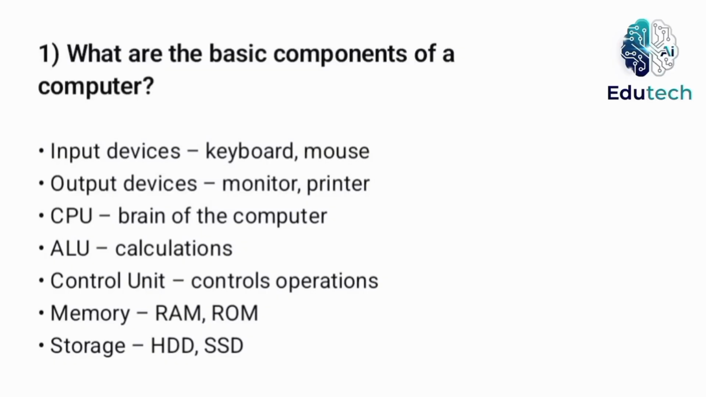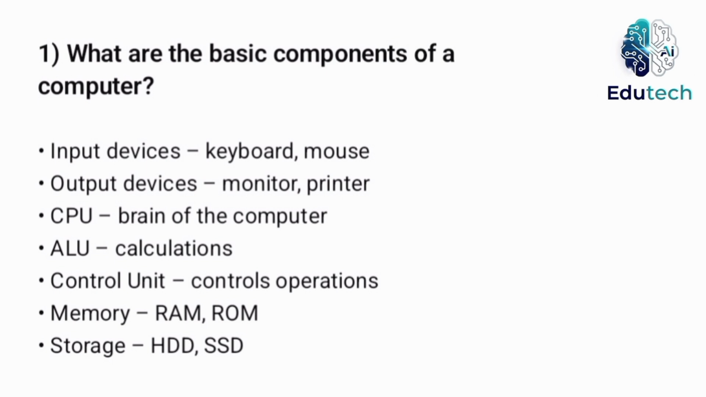Basic components of a computer. A computer system mainly consists of input devices, output devices, CPU, memory, and storage. Input devices like keyboard and mouse help us enter data, while output devices like monitor and printer show the result.